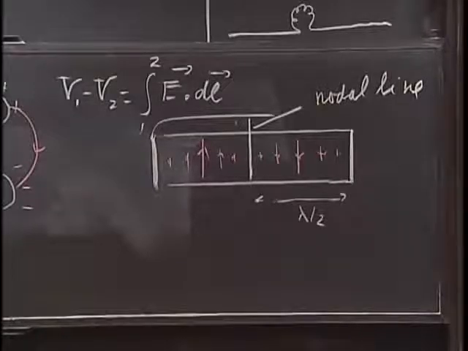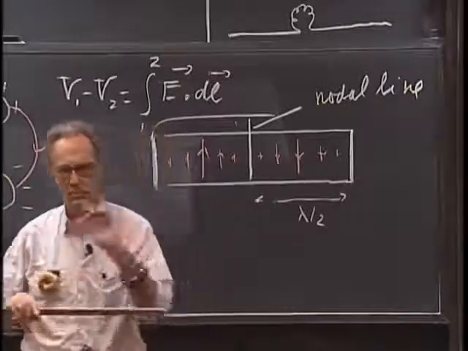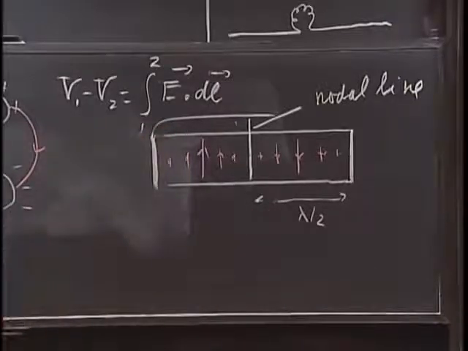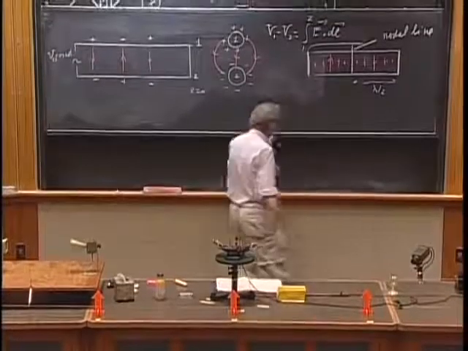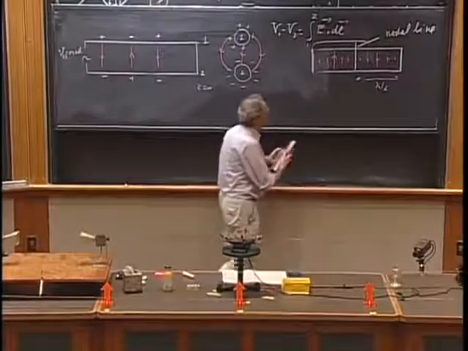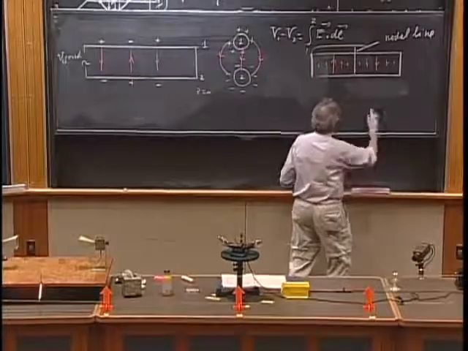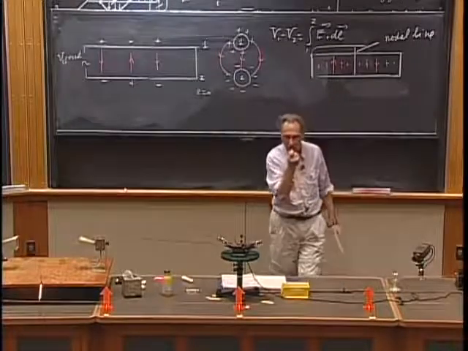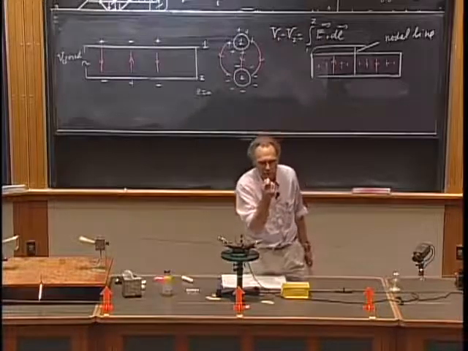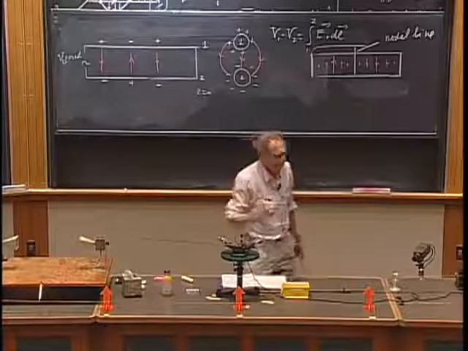Imagine now that this end is open. So I just remove the short circuit and I leave it open. Well, I hope you remember the experiments we did with strings. This is really the equivalent of the string whereby the end is attached. So you get a node there. Reflectivity is -1. Mountain comes back as a valley.